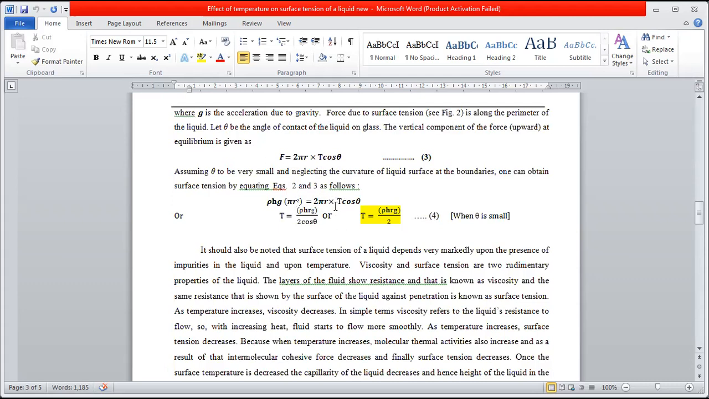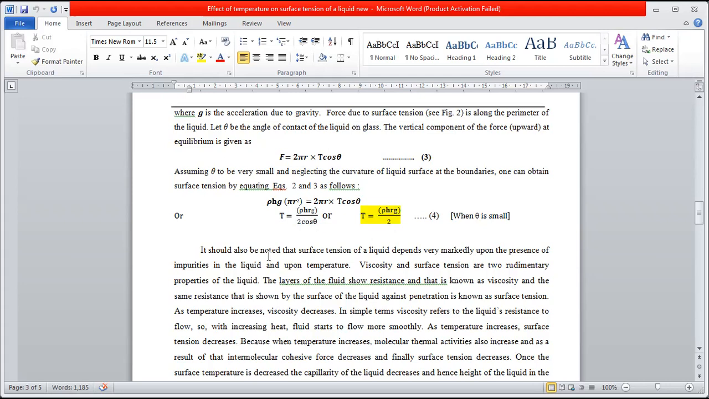We equate them and simplify. Remember, this is g, this is also g. I get an expression for surface tension T as rho h r g upon 2 cos theta after simplification. And cos theta can be equal to 1 when theta is small. So this expression reduces to a simple form: T equals rho h r g upon 2. This is the formula to calculate the surface tension of a given liquid.